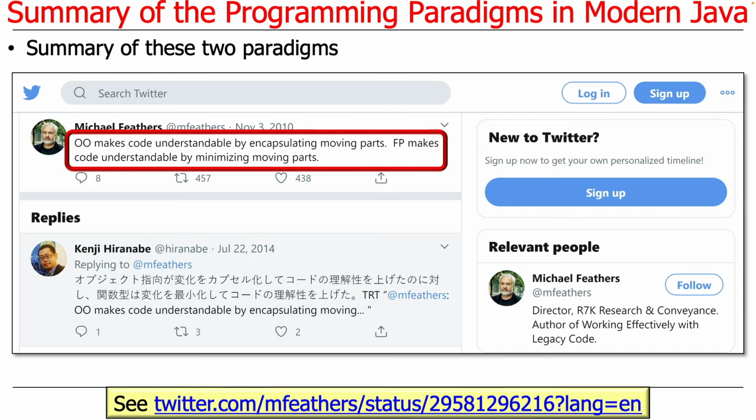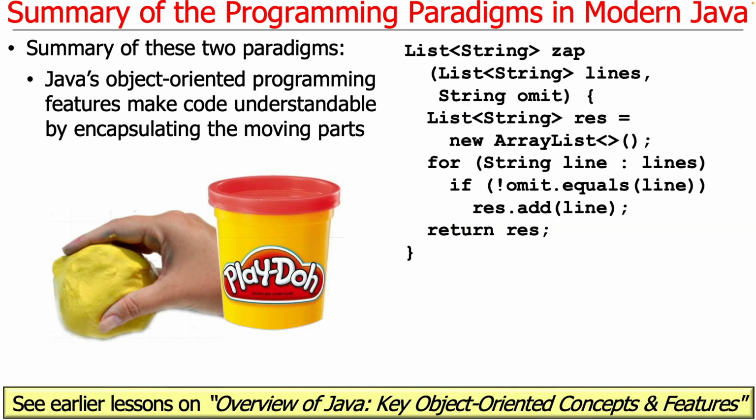Michael Feathers has a nice quote that he put on Twitter a number of years ago that talks about how object-oriented approaches make code understandable by encapsulating moving parts, whereas functional programming makes code understandable by minimizing moving parts. So let's take a look at Michael's quote in the context of the examples we've looked at so far.